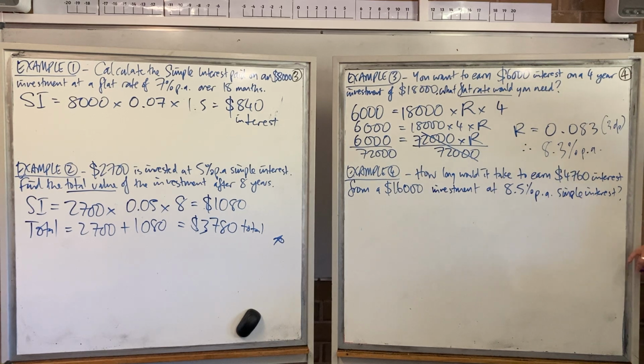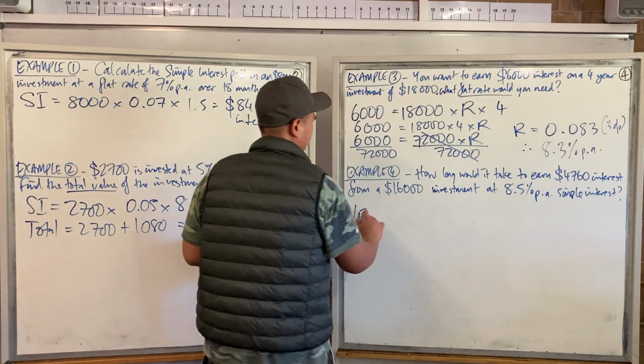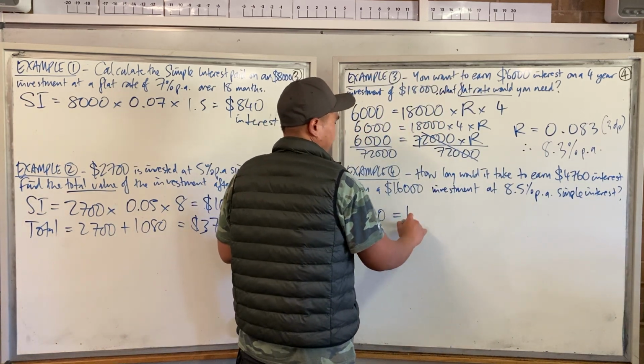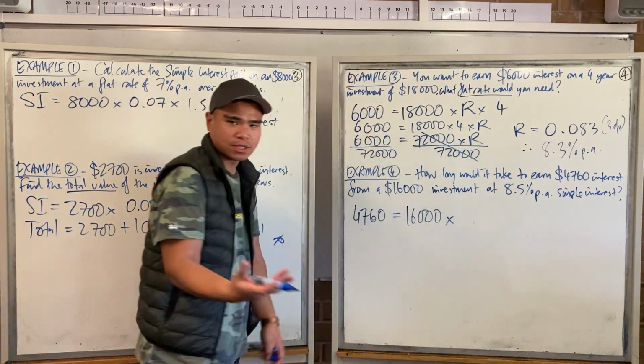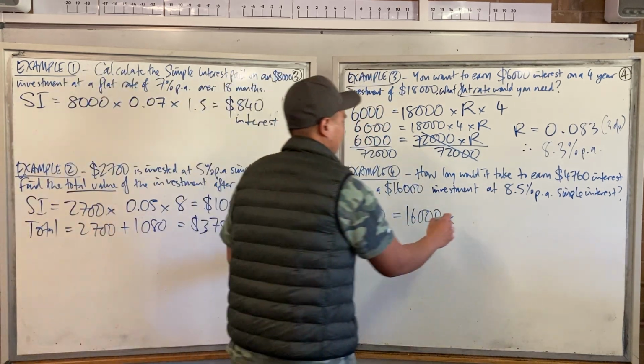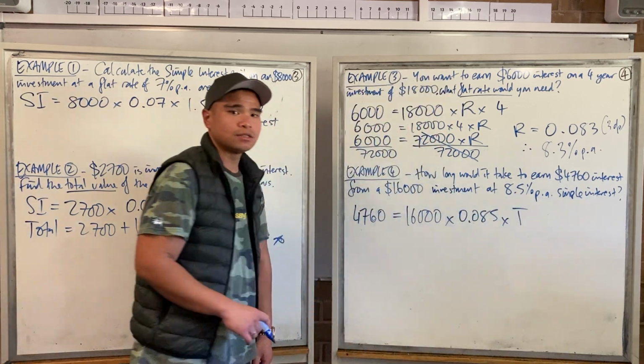Then the last one, and I'll shut my mouth. How long would it take to earn $4,760 interest from a $16,000 investment at 8.5% per annum? So what am I finding this time? The P, the R, or the T? Time. So I want to earn 4,760 interest. I invested $16,000 times by, what's 8.5% as a decimal? 0.085, well done, times by, I don't know what the time is.